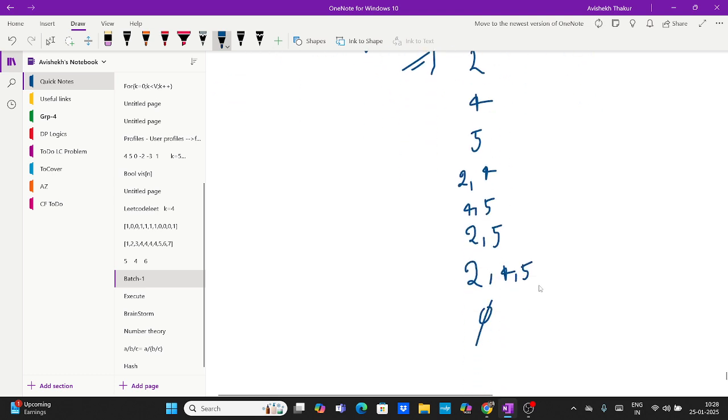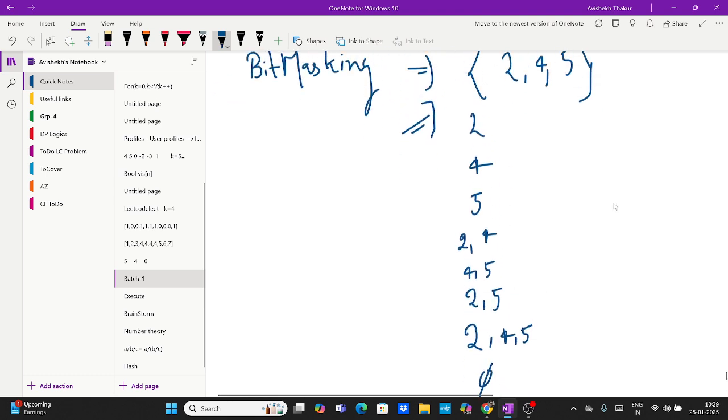Sam? 2 power n. Nice. How many subarrays? 2 power n subarrays. 2 power n - 1. How many? 2 power n - 1, no? No, I said subarrays. Yeah, n into n plus 1 by 2. Yeah. n into n plus 1 by 2. Manan, do you agree? Or is it wrong?